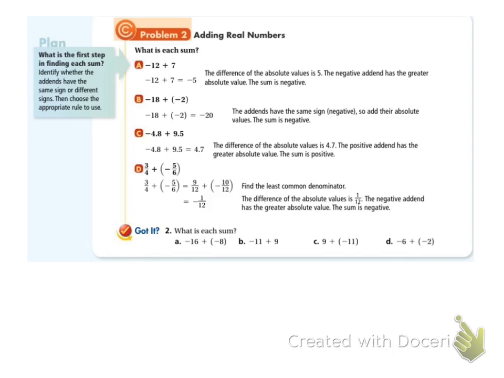So if we look at -12 plus 7, we're adding a negative number and a positive number. Since the negative number is bigger, it's 12, our answer should be negative. And we get -5. In B, we see that we have two negative numbers, so our answer is going to be negative. In C, we have a negative number and a positive number, but this time our positive number is bigger, so our answer is going to be positive.